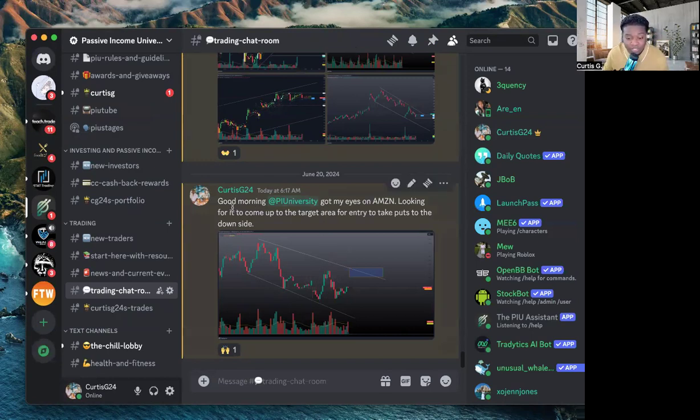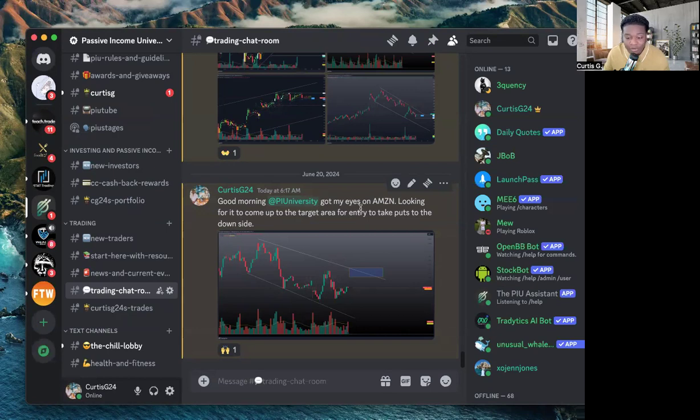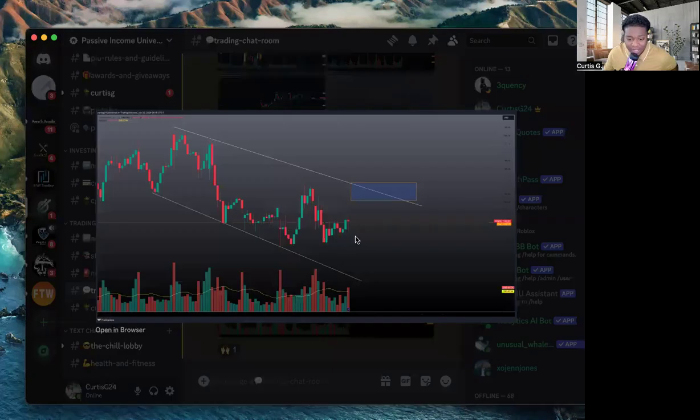So what I said was, good morning, got my eyes on Amazon, looking for it to come up to the target area for entry to take puts to the downside. Now, today, my entry was a bit bad. I chased a little bit, but I still was able to make some profit. So this is what the chart looked like. This is Amazon on the 30-minute chart.